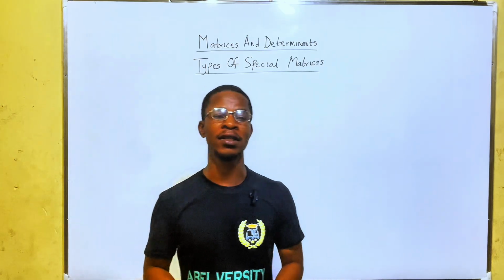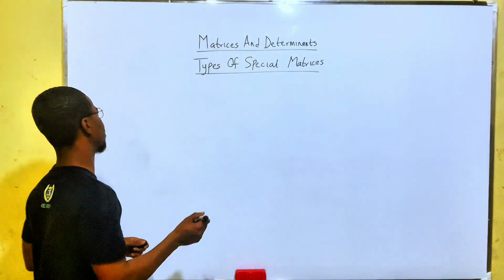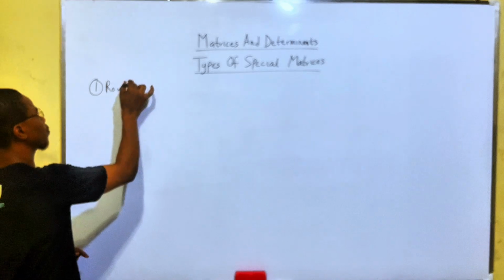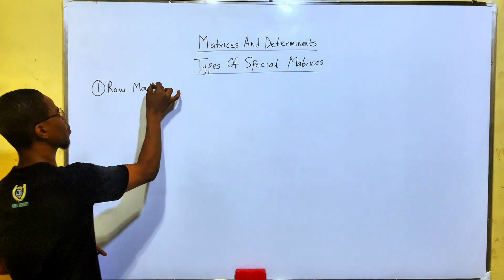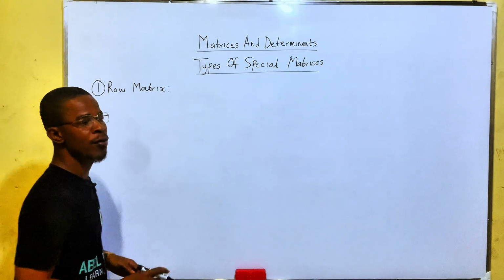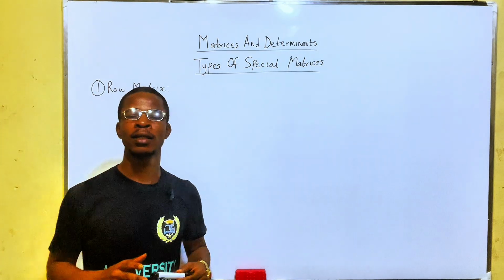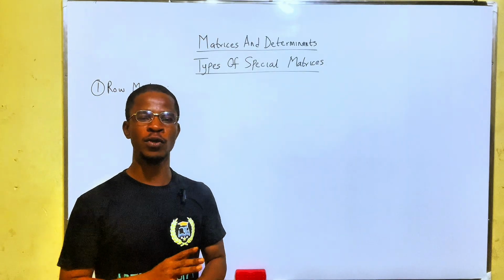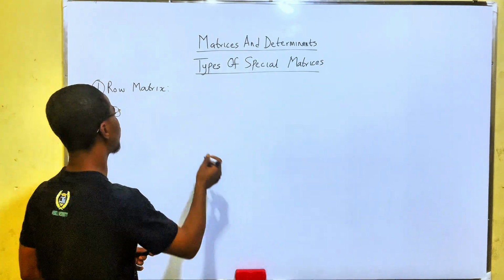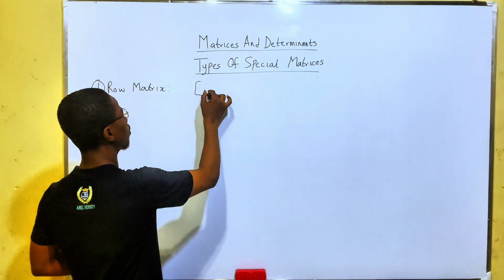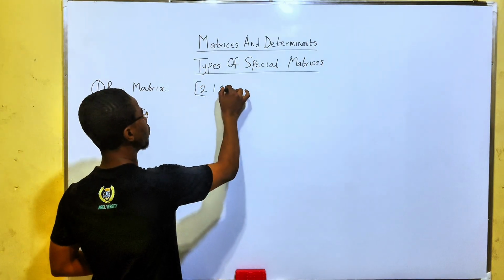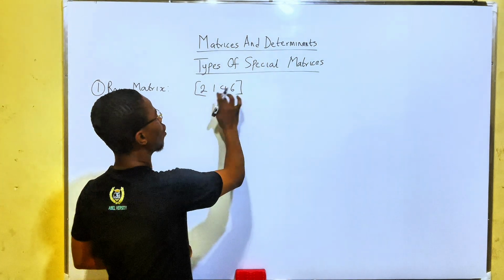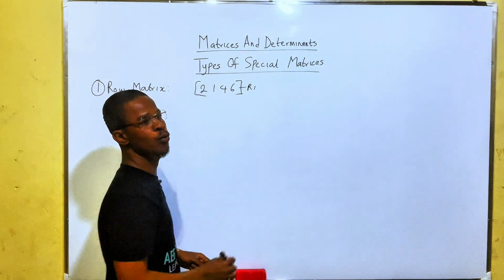The first we have is the row matrix. The row matrix is a matrix with only one row. A matrix with only one row. An example of it is this. This is a row matrix. If you check, we have just one row here. Row 1 only.